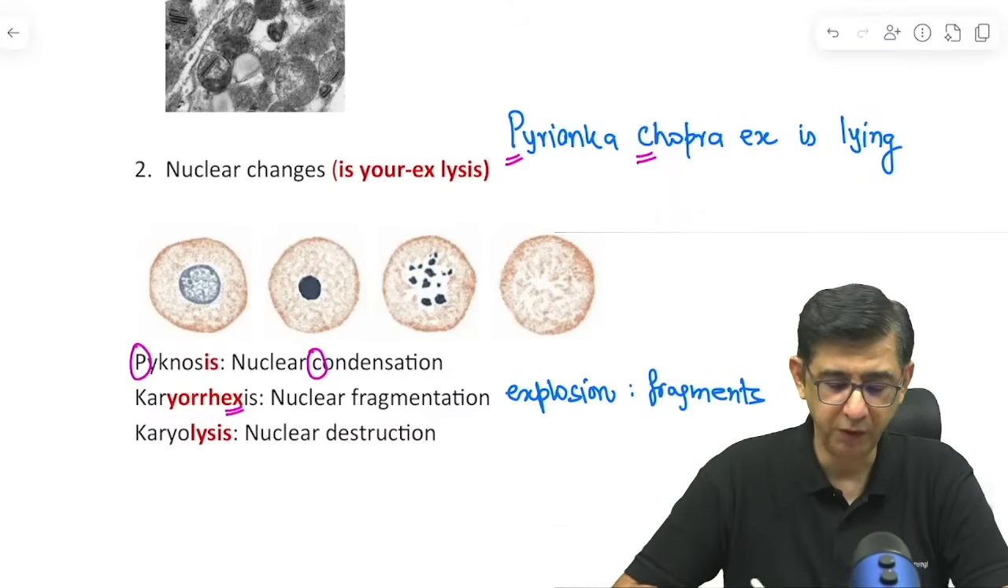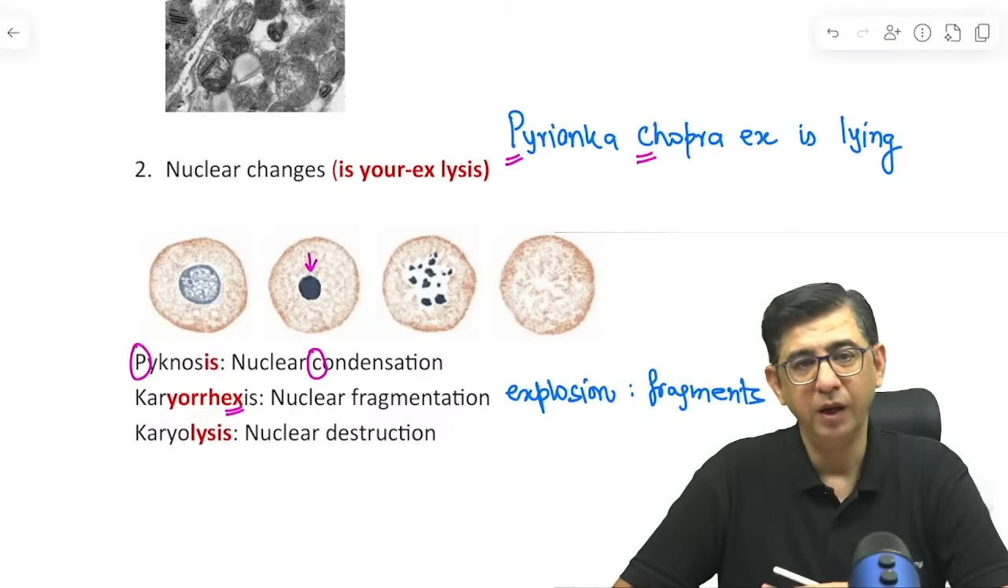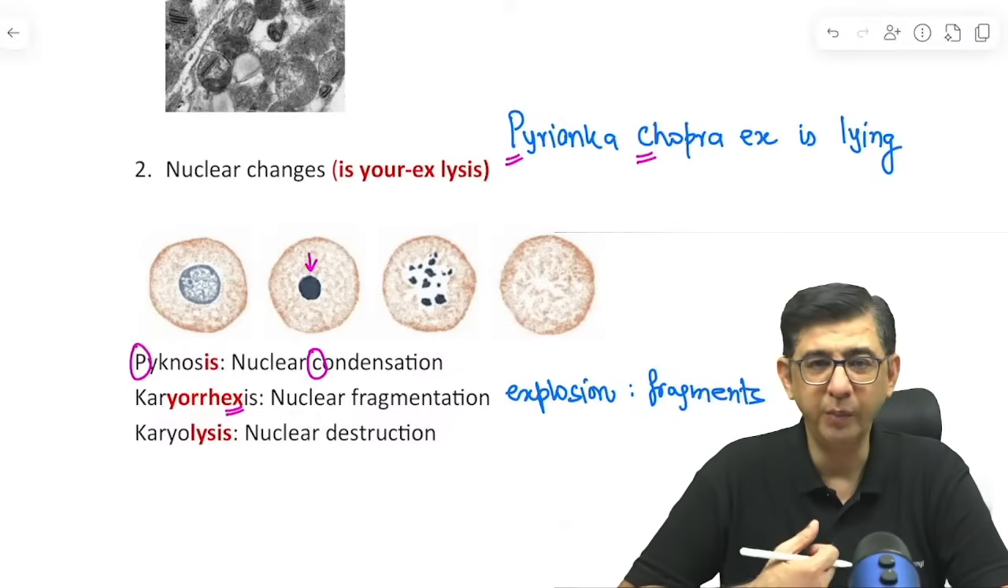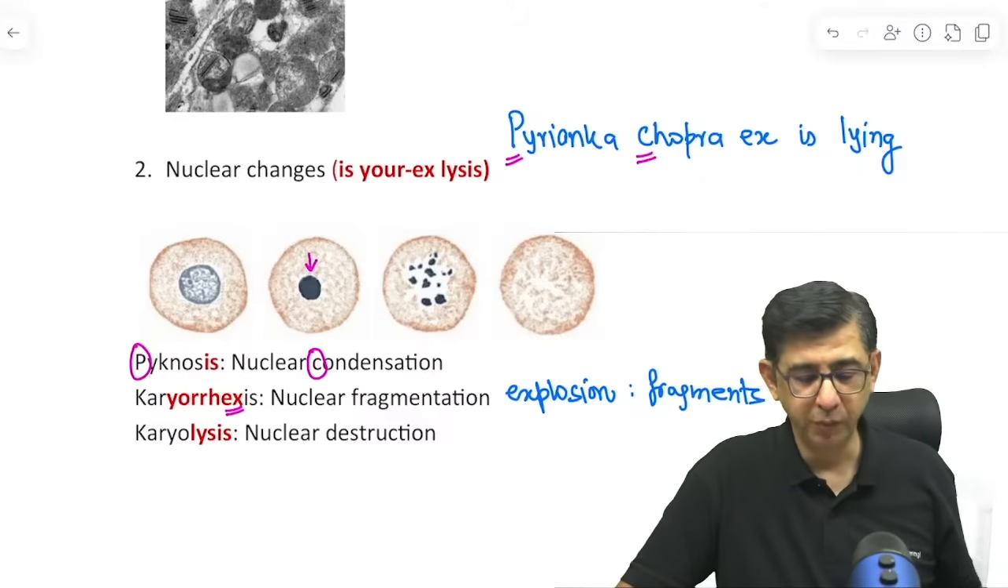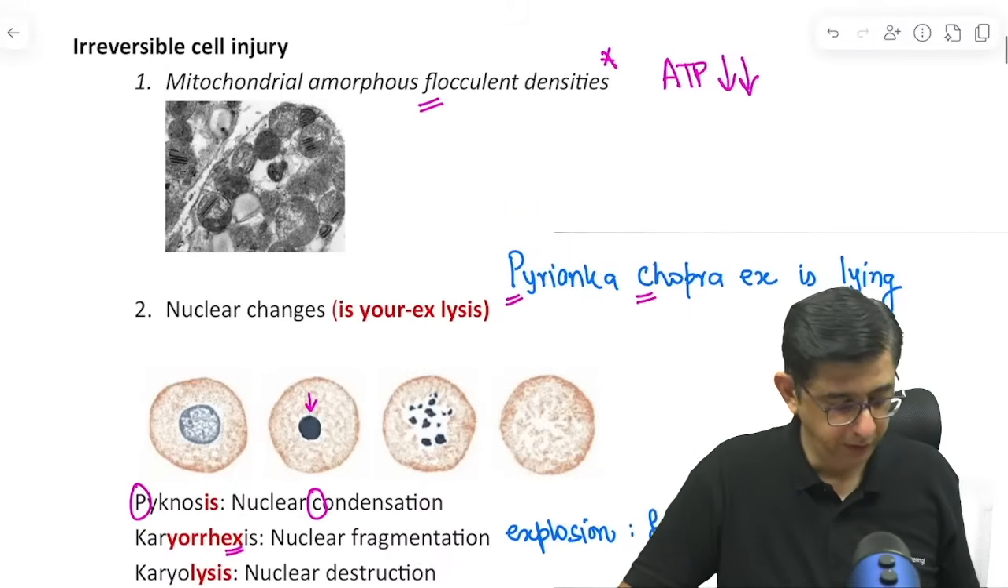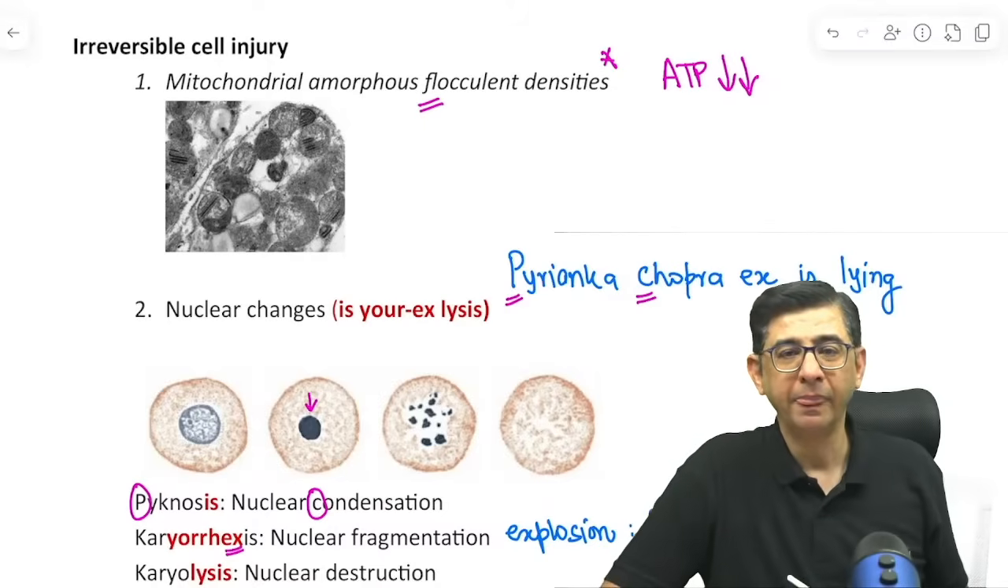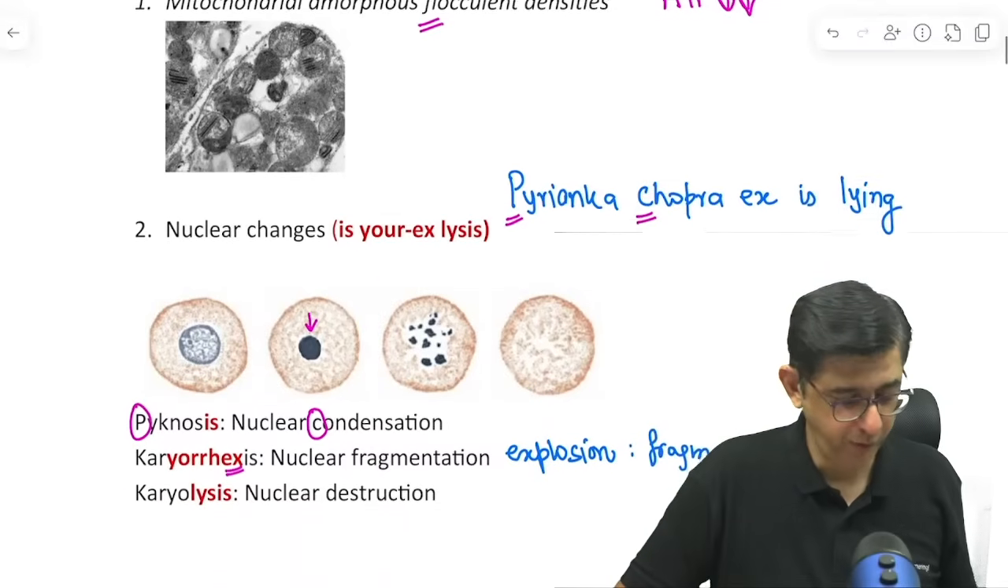First is the nucleus will become more tight, like condensation of the nucleus, so it's more basophilic. Then would be the explosion, fragmentation, and then it will ultimately go to destruction. So these would be the changes that would be the very hallmark of irreversible cell injury in a patient. Irreversible cell injury that would be happening.